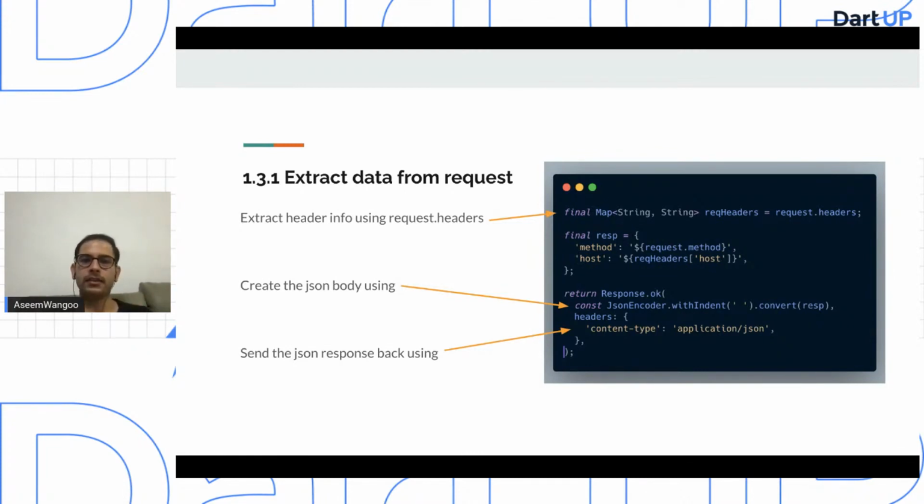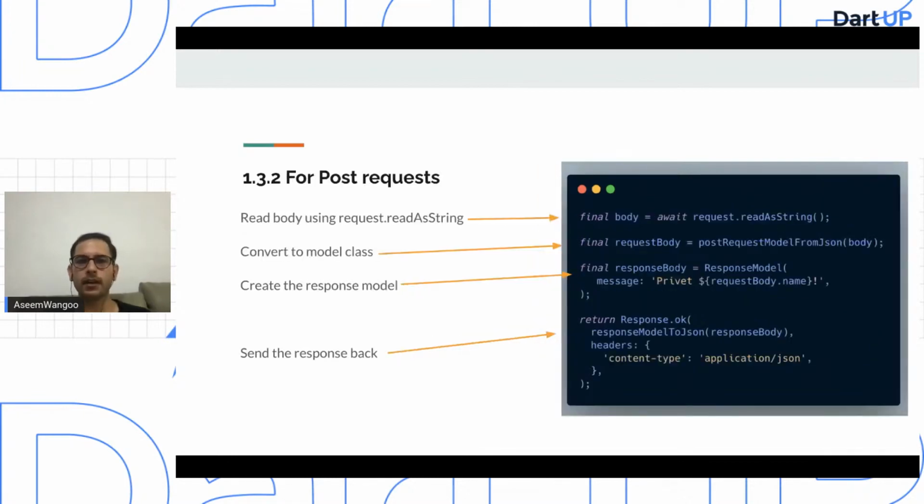Now let's see. This was how we extract parameters from the GET request. Let's see what happens in case of a POST request. For a POST request, every POST request is associated with a body, post body, I would say. And we extract that post body using request.readAsString.